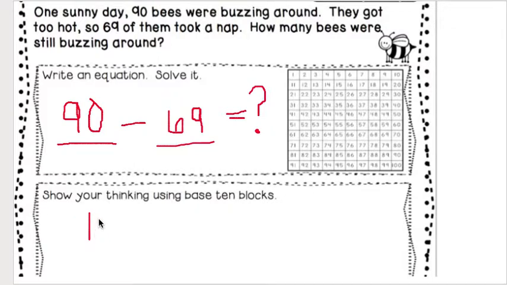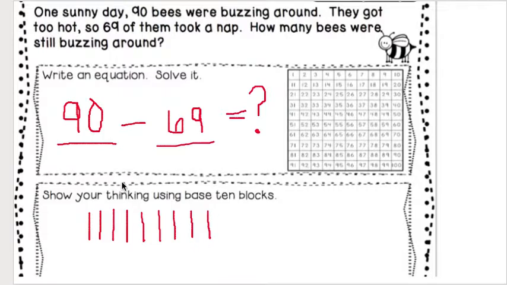So 10, 20, 30, 40, 50, 60, 70, 80, and 90. We do not make the second number, okay? That is a very, very important step with base 10 blocks.